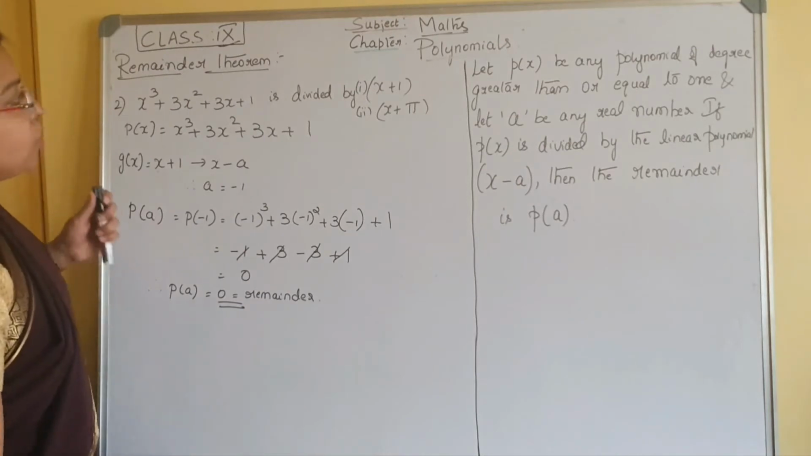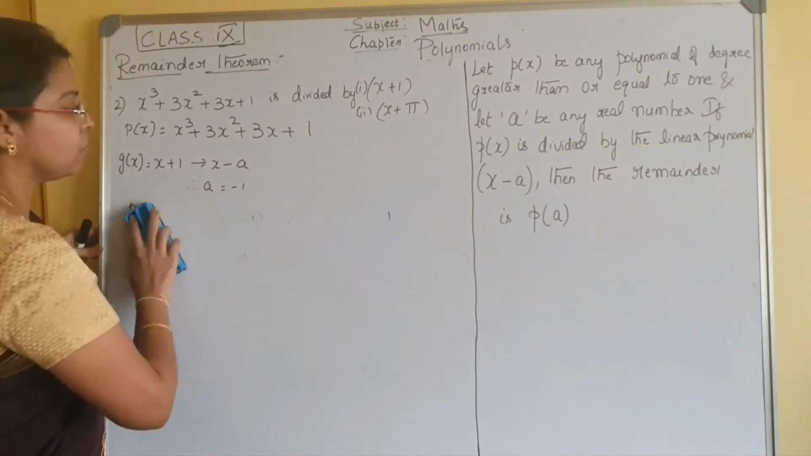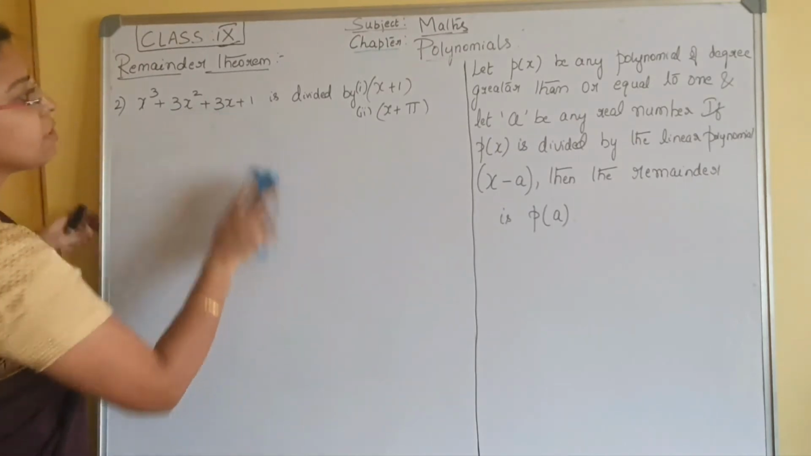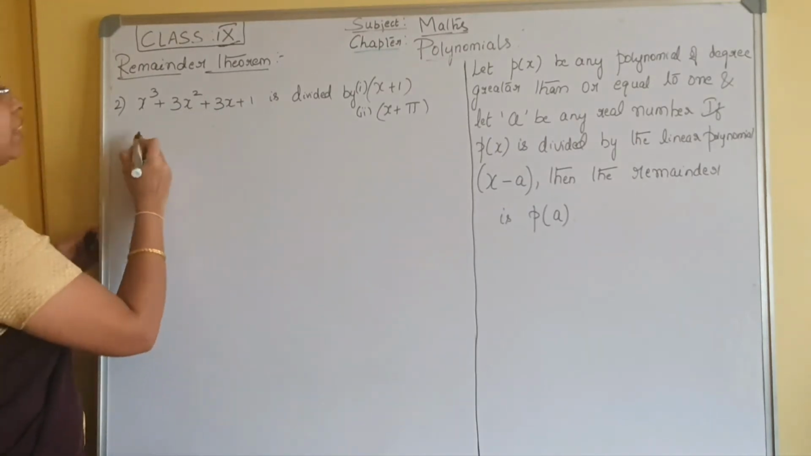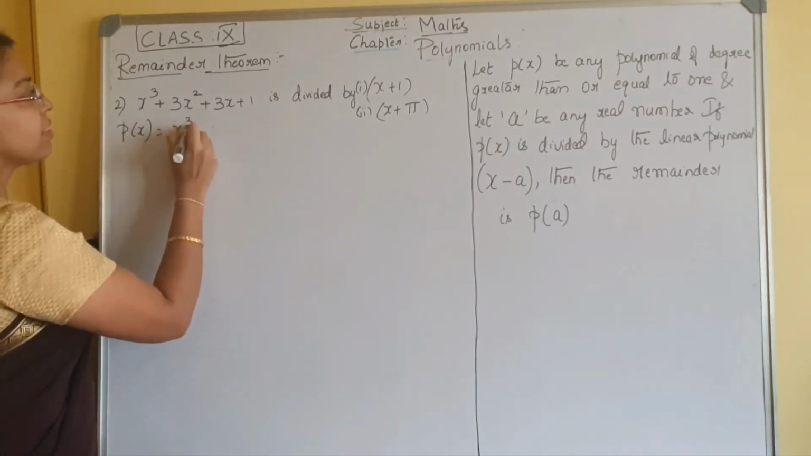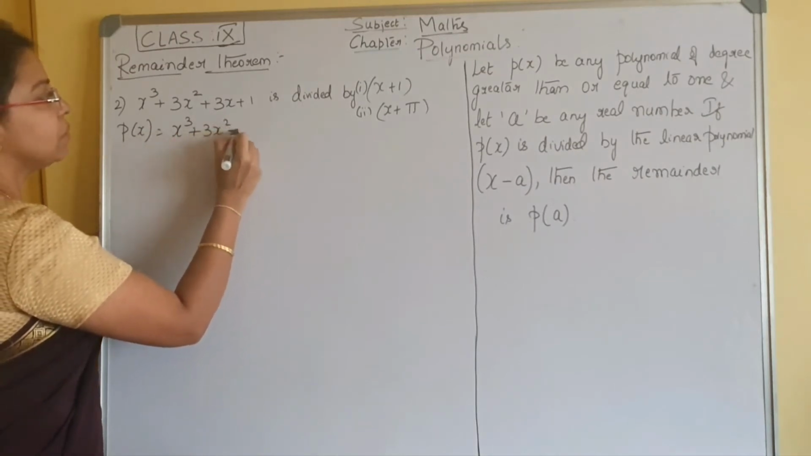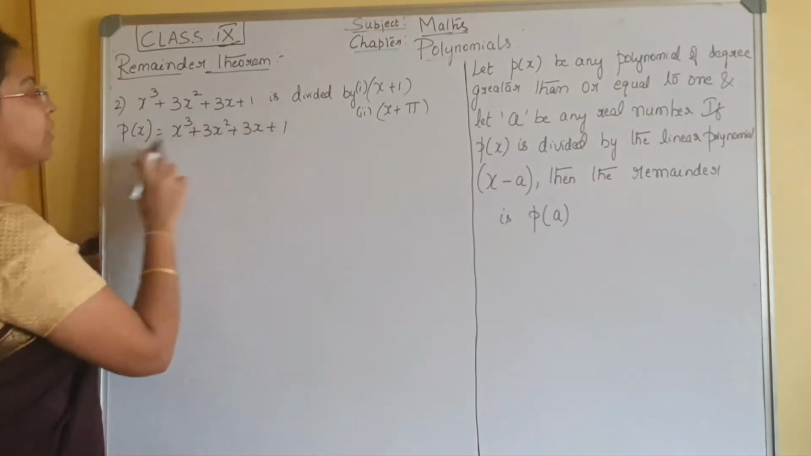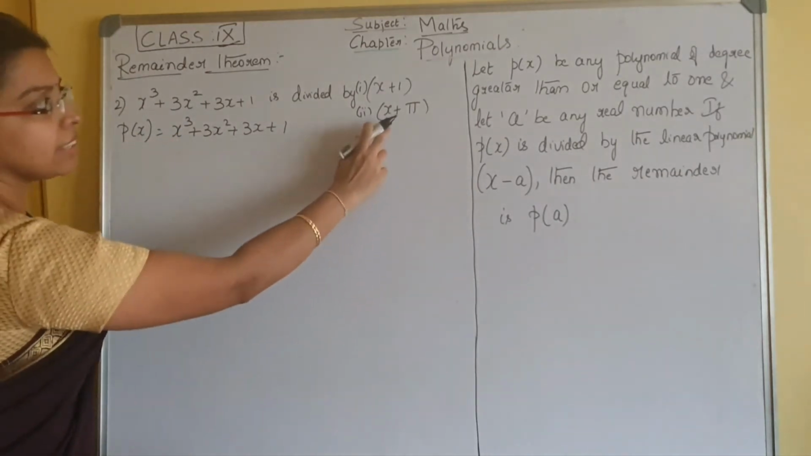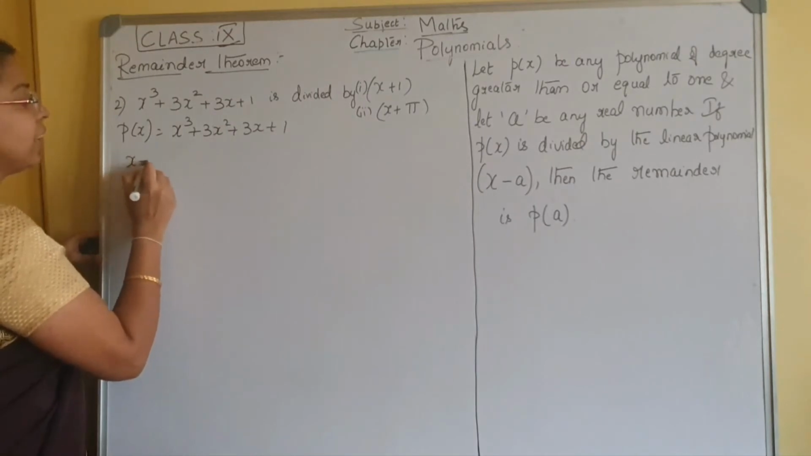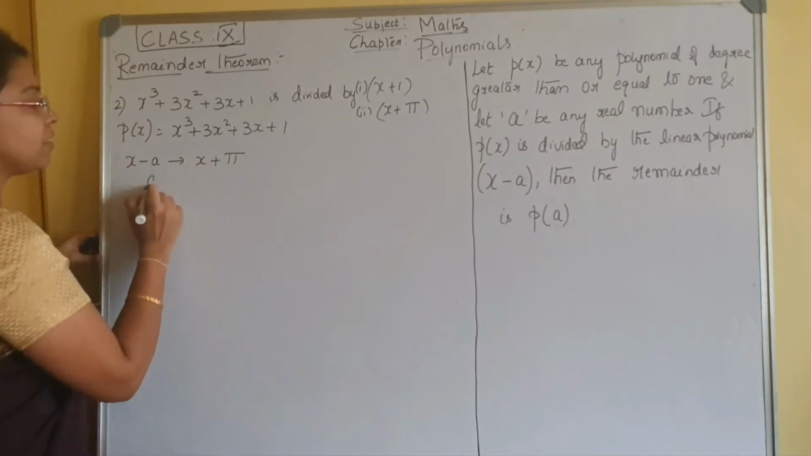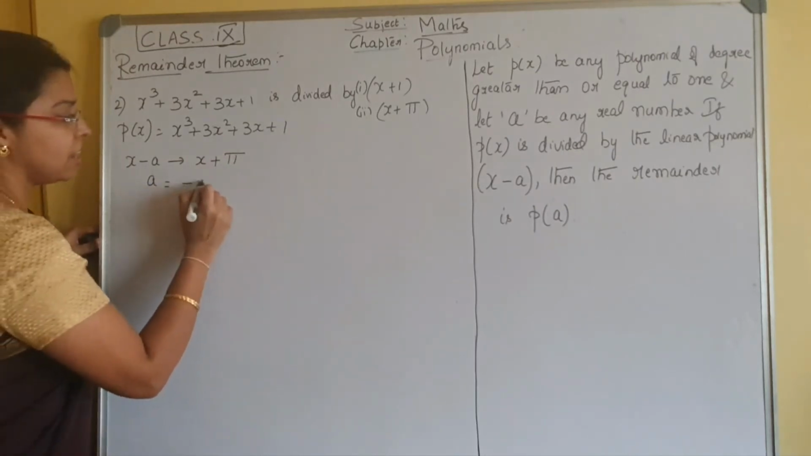Now we will see what is the value of the remainder when this polynomial is divided by x plus pi. Similarly, this is the p of x value, x cube plus 3x square plus 3x plus 1. I want you to write this step. Though it is there in the question, you need to write it as p of x is equal to, and then for x plus pi, what do we take? X minus a is x plus pi. So what is the value of a? It is minus pi.